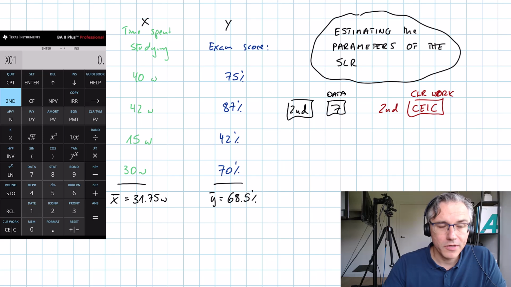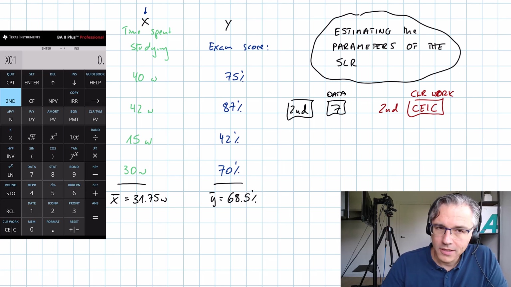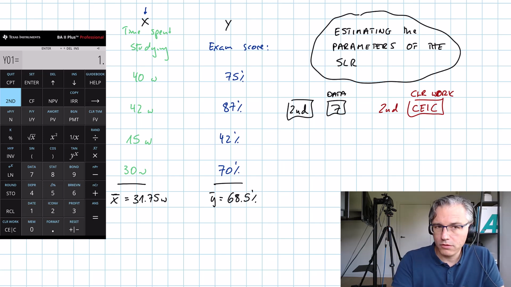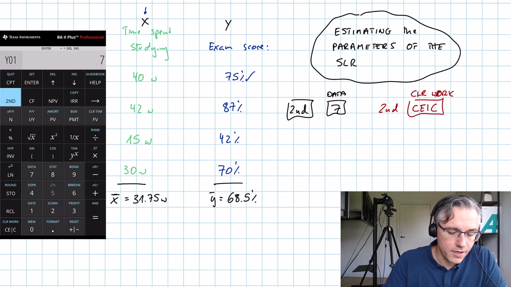Right, this is the place where you input the raw data. Now, X for us is the time spent studying, so I will be inputting my first X, that's 40, followed by the enter key, and you can see my calculator has accepted that this is now the input for my first X. I use the down arrow to scroll down to Y. So corresponding with that X of 40, I'm going to now input the score of 75. So 75 followed by enter.